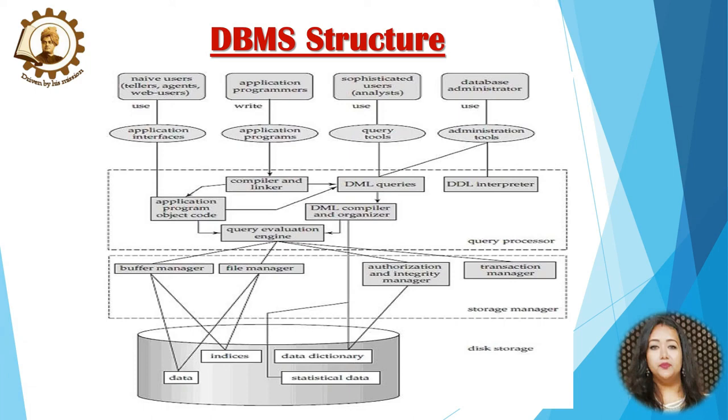Third part is known as disk storage. It includes data files, which store the database itself, data dictionary, which stores metadata about the structure of the database, indices, which provide fast access to data items that hold particular values, and finally statistical data, which store statistical information about the data in the database.